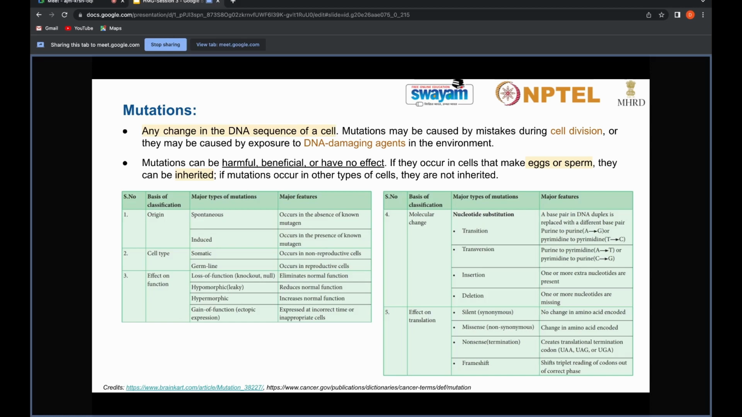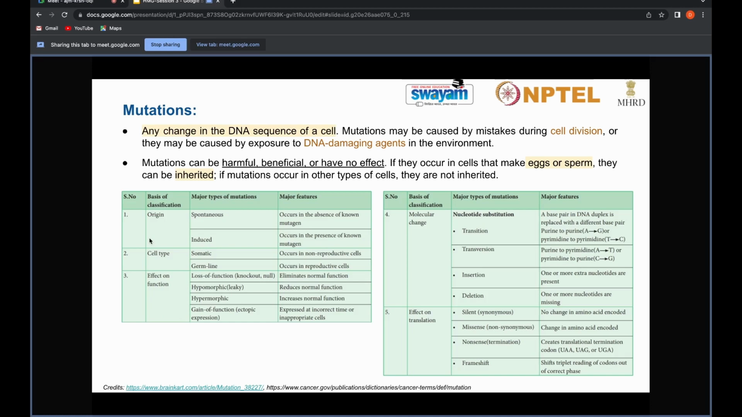Mutations are not processes that occur at a particular time, but are occurring throughout evolution. Certain mutations are neutral, which do not have any effect on the genes or the genome, whereas certain mutations have effects that can be both harmful as well as beneficial. When mutations occur in the eggs or the sperms, they are inherited. But when such mutations occur in other types of cells, such as somatic mutations, they are not inherited. Now let's look at different types of mutations.